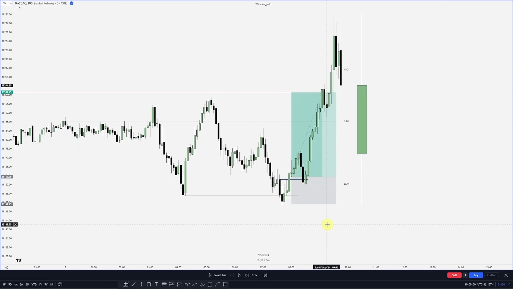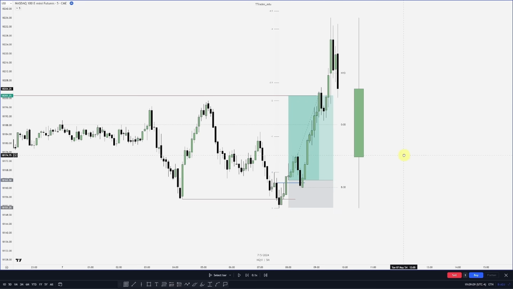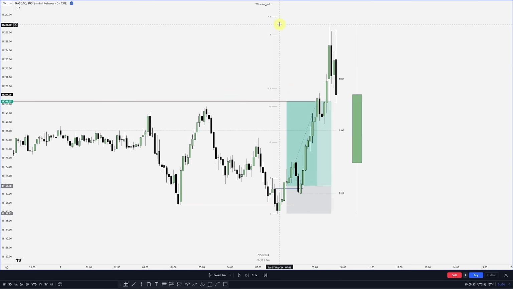Now, if I wanted to add a few confluences to this, what could I do? Well, I could use standard deviation projections, and you can see the 2 to 2.5 lines up with previous day high, and then the 4 to 4.5 lines up with that max expansion.